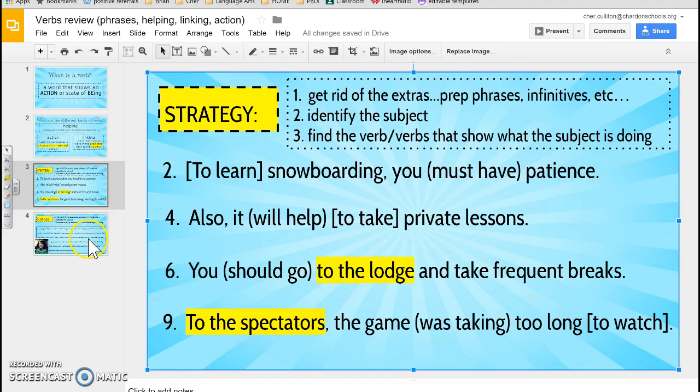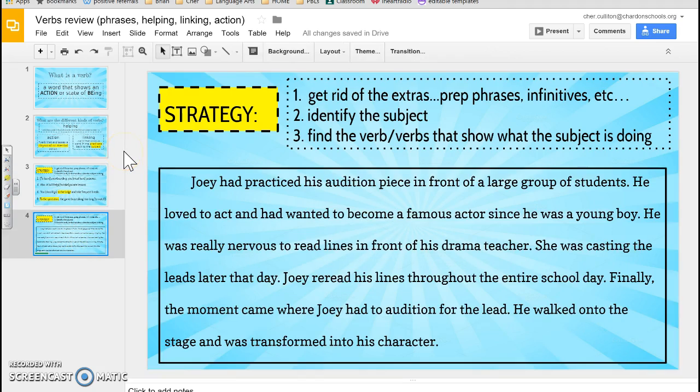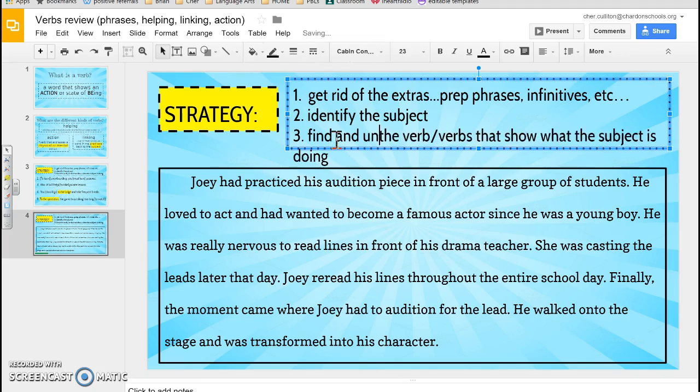So now you're going to, at your station, get this handout, and you're going to go sentence by sentence, getting rid of the extras, and then labeling your subject. And then I want you to find the verb, and I want you to underline it. So let's say find and underline the verb or verbs that show what the subject is doing. Okay? All right, and so when you finish that, you're going to turn that in and move on to your next station.